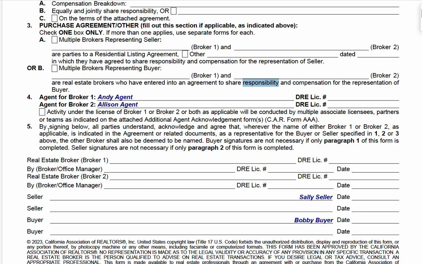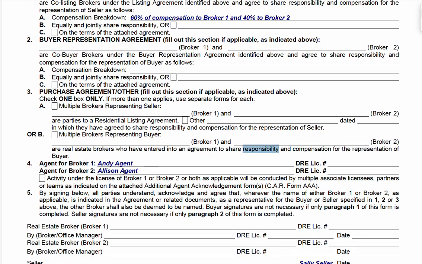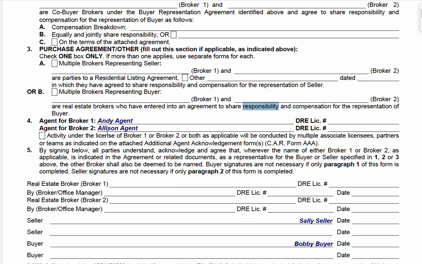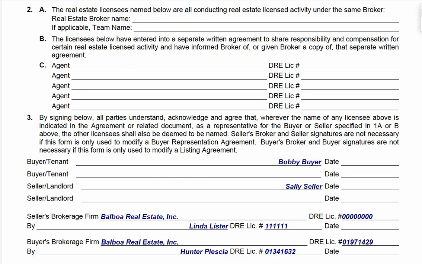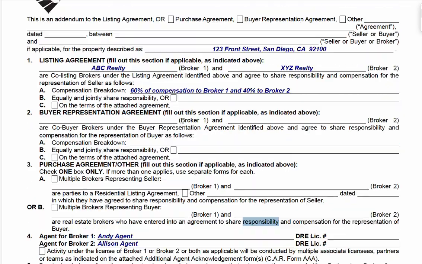Now, let me back up. Line 4: who are the agents for these brokerages? You have the brokerage names, but these are the agents, the representatives of the brokerage, and then the representative of the client. It's written out here, license number there, pretty simple stuff. If there are other agents, let's say Allison Agent has a team and she has two other agents, whole teams of agents, you can check this box and do the additional agent acknowledgement we talked about earlier. Then everyone acknowledges it here and it's done. That's the additional broker acknowledgement.